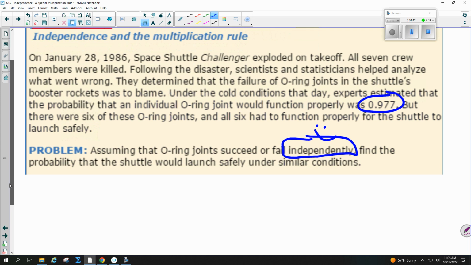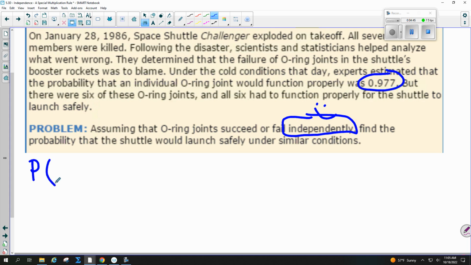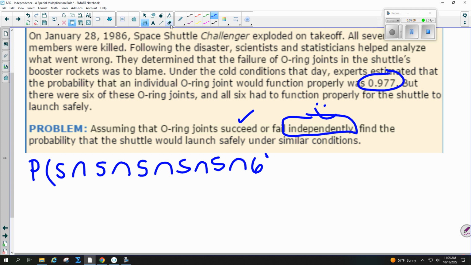Well, in order for the shuttle to launch safely, we need all 6 O-ring joints to succeed, right? So I need the first one to succeed, and the second one to succeed, and the third one to succeed, and the fourth one to succeed, and the fifth one to succeed, and the, oh, 6. I was on a roll there. I wrote 6. Okay, and the 6th one to succeed. Okay. So what's the probability the first one succeeds?